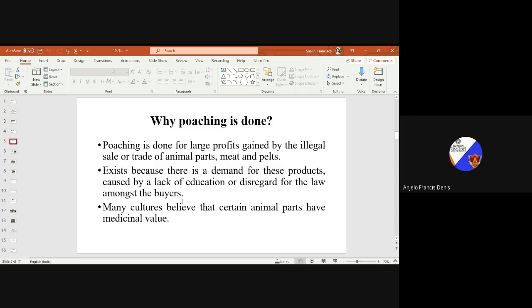Why is poaching done? Poaching is done for large profits gained by the illegal sale or trade of animal parts, meat, and pelts. It exists because there is a demand for these products caused by a lack of education or disregard for the law amongst the buyers. Many cultures believe that certain animal parts have medicinal value.